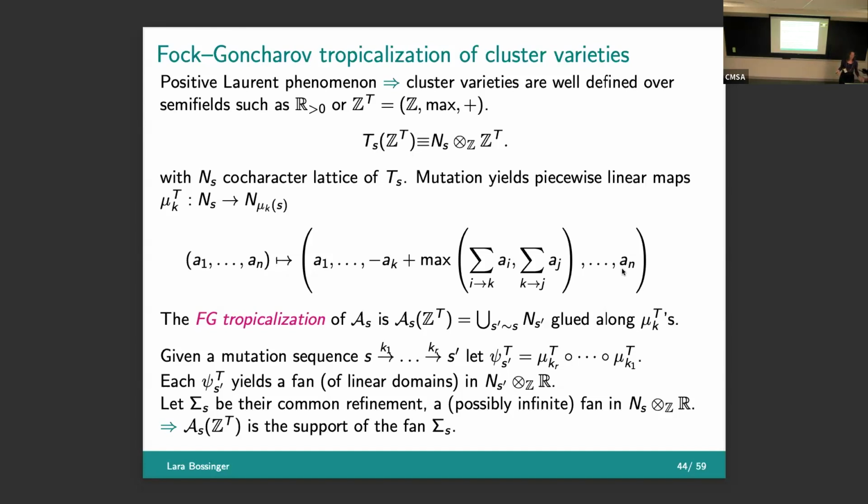Any questions? Like the normal fan of some mutation polytope? If you're in finite type, yes. If your cluster structure has finitely many seeds, then this will be the normal fan, and you will have different realizations of it. Here I'm being a bit vague because this is an abstract tropical space.